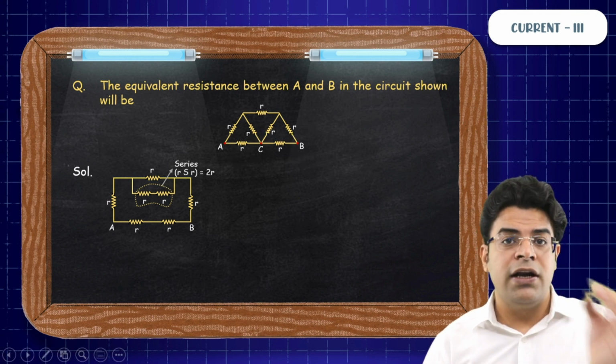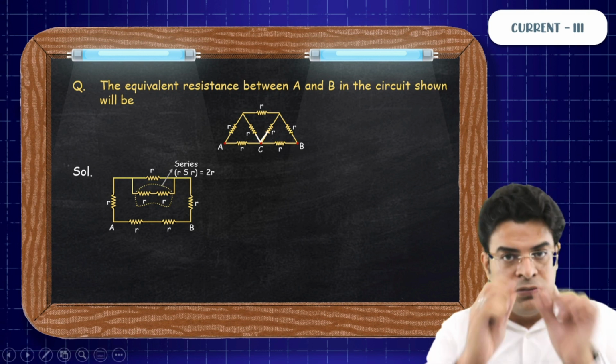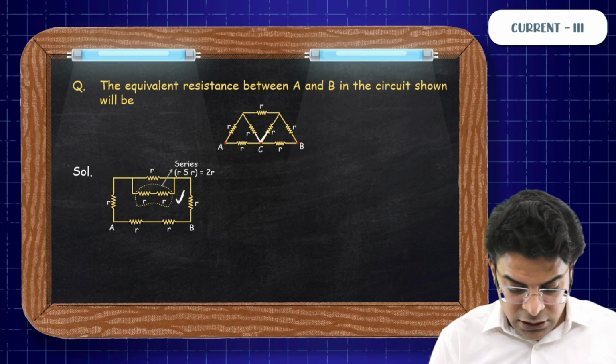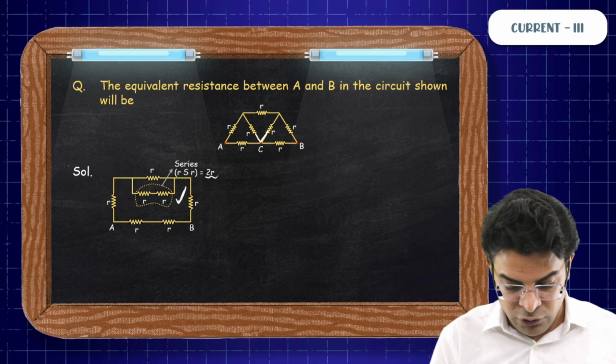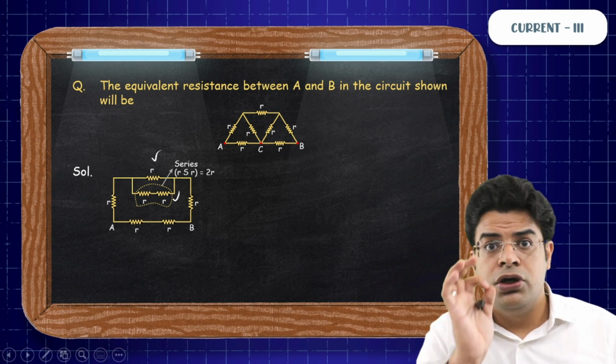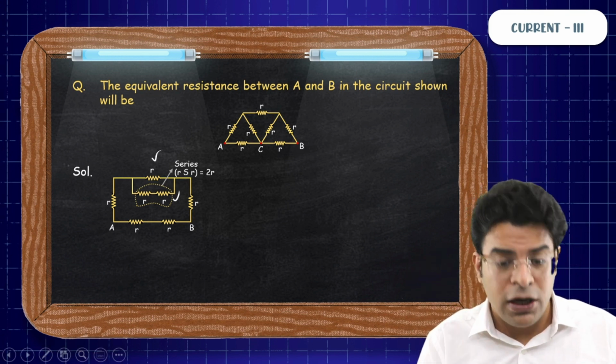Since there is no current exchange, you can break this part of the circuit. So here you will get these two R and R in series. They give you 2R. Okay. 2R parallel R gives you 2R into R upon 3R, that is 2R by 3.